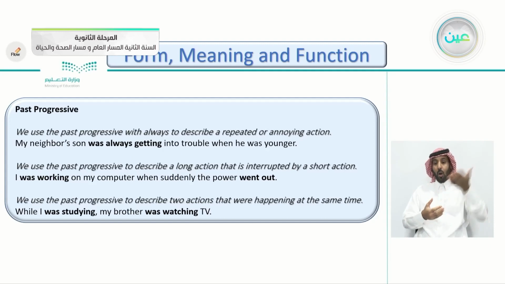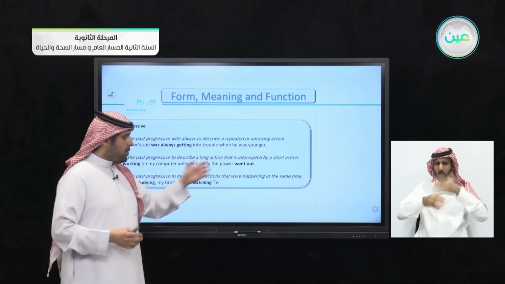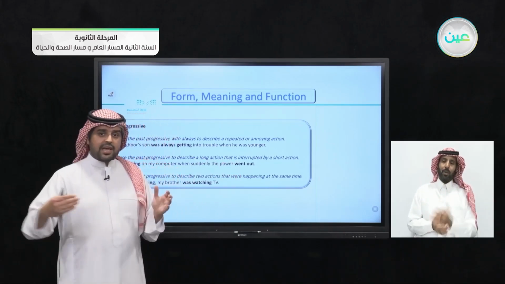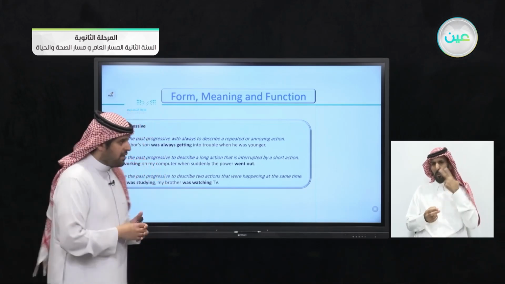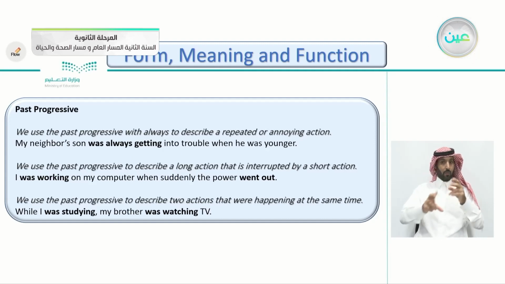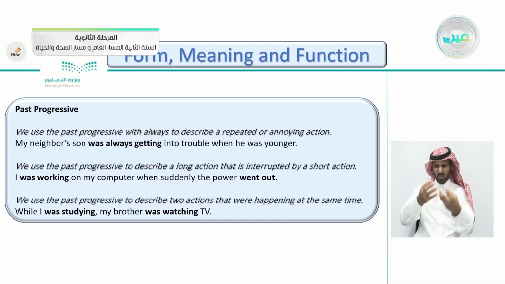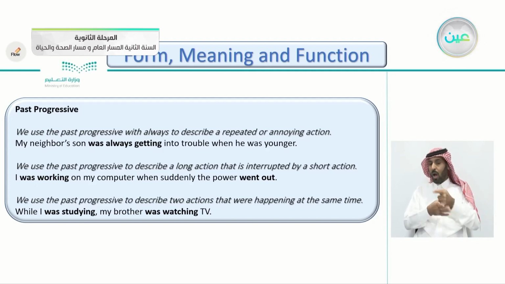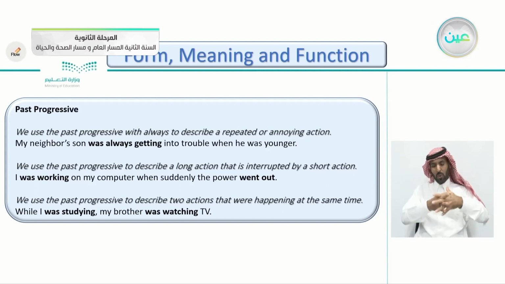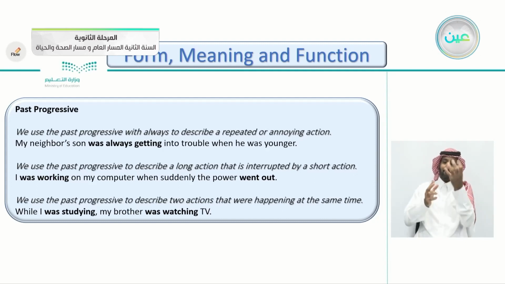I was working on my computer. This is the first action. I was working. And the power going out is the action that interrupted me using my computer. Again, I was working on my computer when suddenly the power went out. So this is the use of the past progressive describing a long action, me using my computer for 1, 2, 3, 4 hours, interrupted by a short action, which was the power going out.